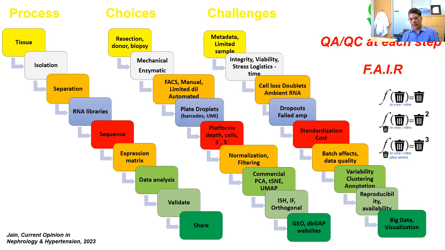For each of these steps, there are many choices to be made. For example, when you're collecting a tissue, especially a human tissue, you have to think about the procedure that is being used, and how that procedure impacts the data that you're going to generate. For each of these choices, there are challenges, some of which I've highlighted on the right side. All these choices have an impact on the data type that you will generate and share.